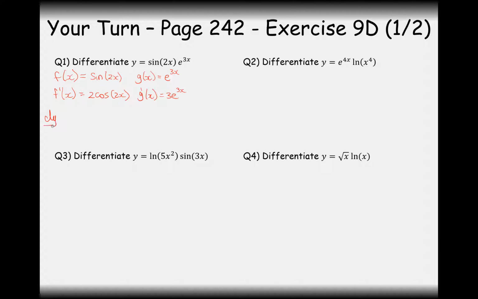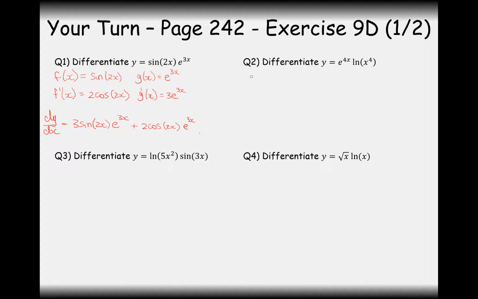So dy by dx is equal to, I'm going to effectively cross multiply here. So it would be 3 sine 2x e to the 3x. I'm trying to simplify as I go along here. And then it's going to be 2 cos 2x e to the 3x. So there we are, that's the answer for the first one.